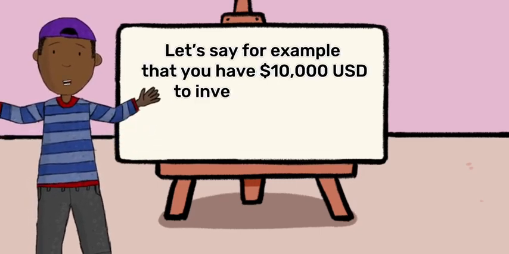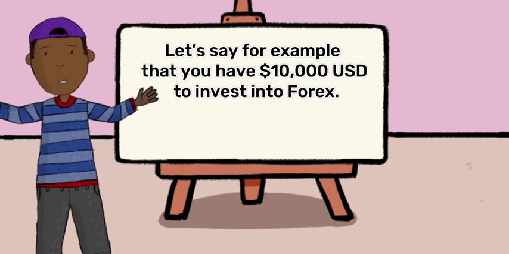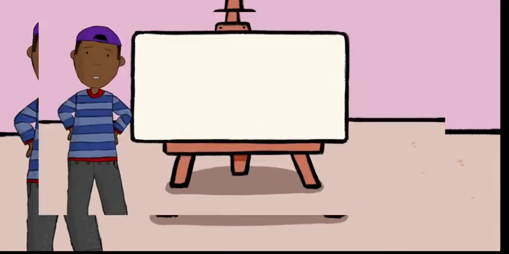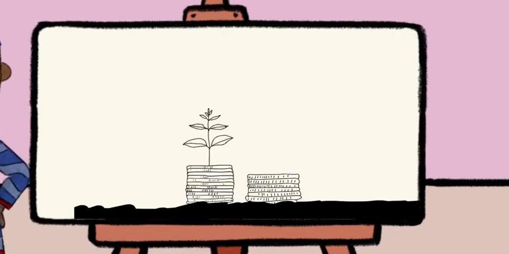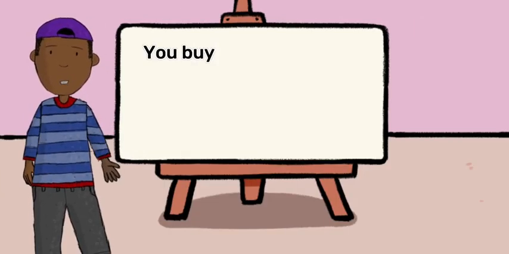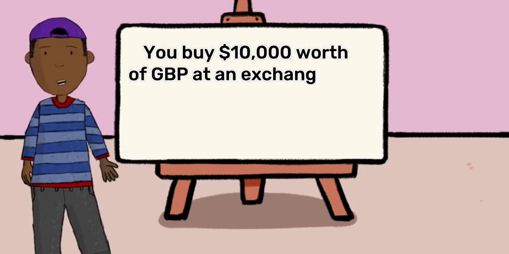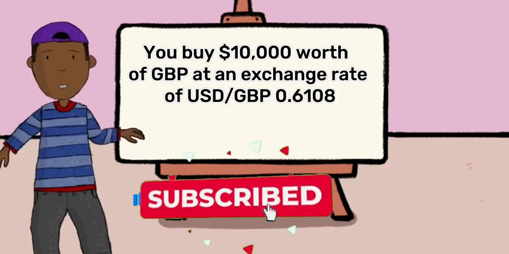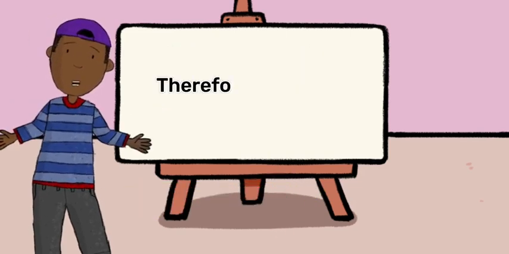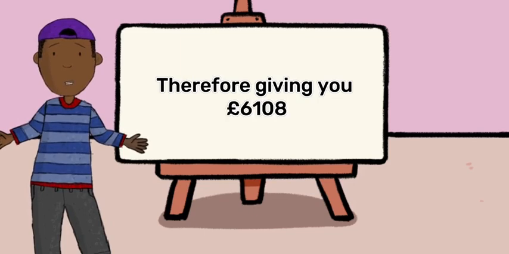Let's say, for example, that you have $10,000 to invest into Forex. You decide that due to the theoretical strengthening economy in the UK and the high likelihood of interest rate rises to buy GBP. You buy $10,000 worth of GBP at an exchange rate of $1 to 0.6108 British pounds, therefore giving you 6,108 British pounds.